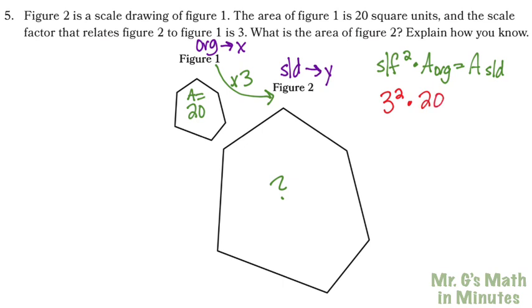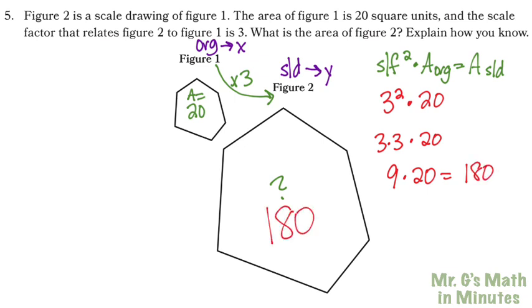which is 20. So 3 squared means 3 times 3. And we're going to take that number and multiply it times 20. So 3 times 3 is 9, times 20. That's going to give us the area of figure 2. It's going to be 9 times 20, which is 180. So the area of this one is 180 square units.